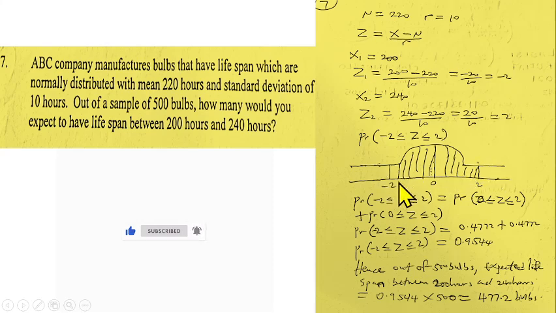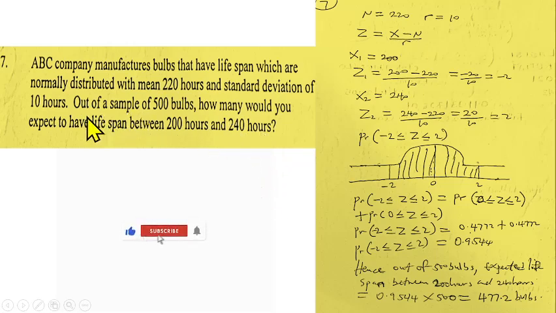So we are going to find the standard value of 2, and you will get 0.4772 if you check your table. And for this one, you also have 0.4772, and if you add them together, you have 0.9544. So we have a 0.9544 probability of an expected lifespan between 200 hours and 240 hours.